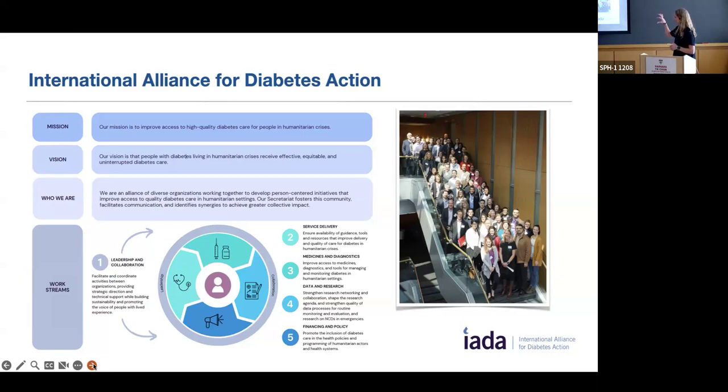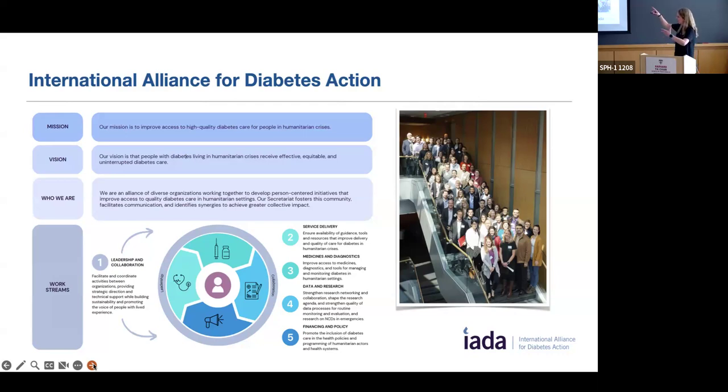The mission of this alliance is to improve access to high quality diabetes care for people in humanitarian crises. And it's essentially, I'll show you in a minute, an alliance of over 130 organizations from all kinds of different sectors working together to address this complicated issue. And we have 5 working streams.